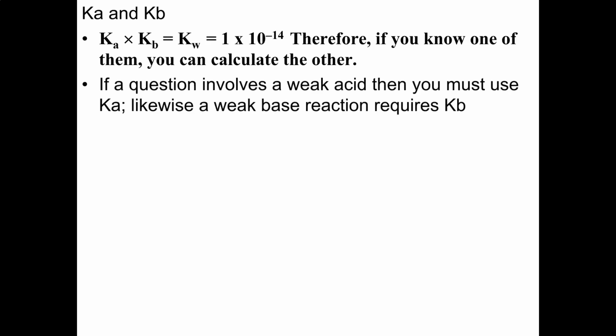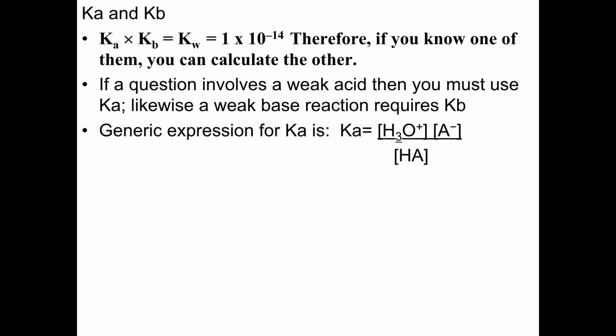If a question involves a weak acid, then you must use Ka. Likewise, a weak base requires Kb. So how do you recognize it? Here's a generic expression for Ka. You have HA produces H3O+ and A-. And basically, this stems from this reaction. For those wondering where this came from, you have HA plus H2O produces H3O+ plus A-. Just a generic, this is what usually happens. HA will be the actual weak acid, and H3O+ will still be there, and A- will obviously be the anion. But this is the way you want to remember it because it's generically always the same way.